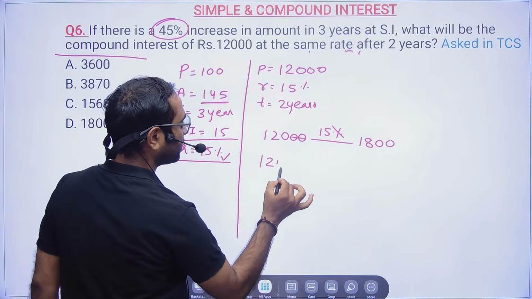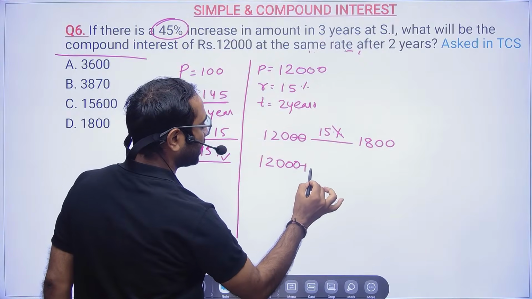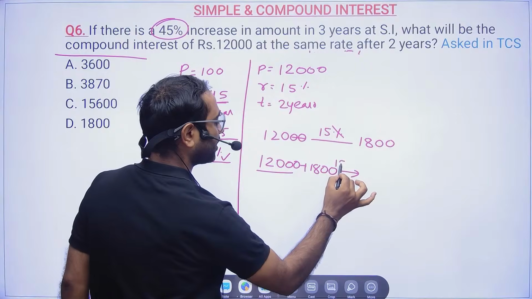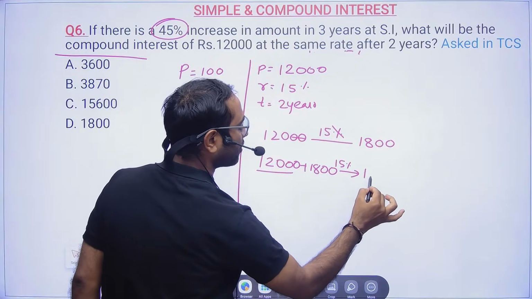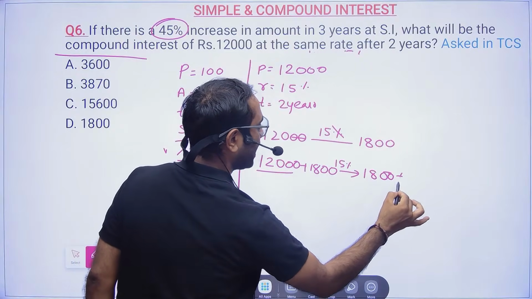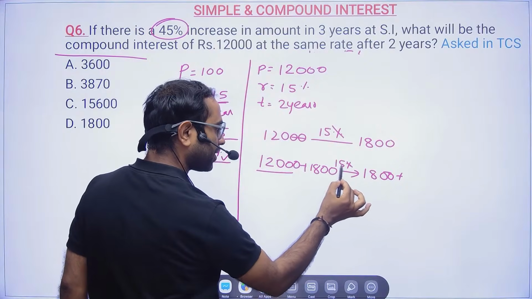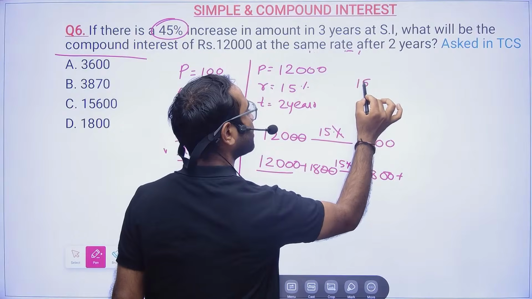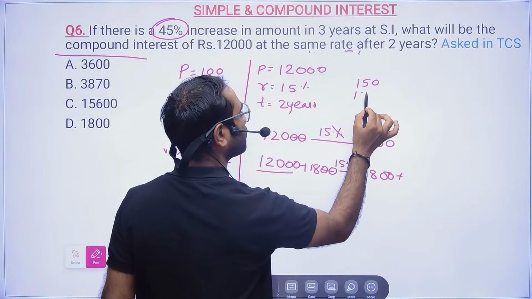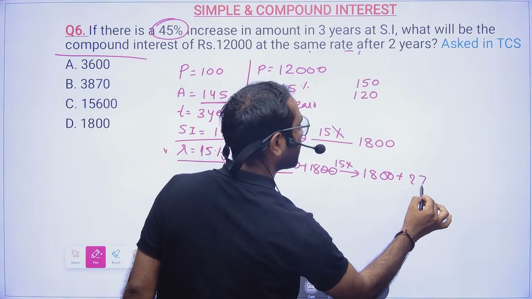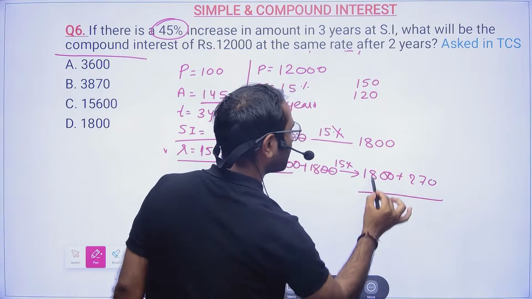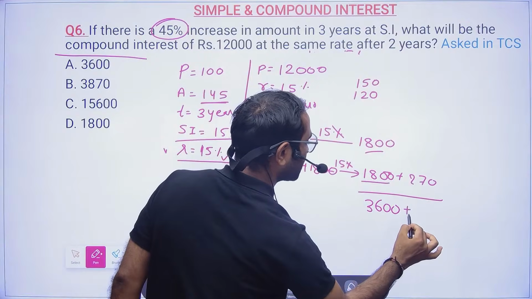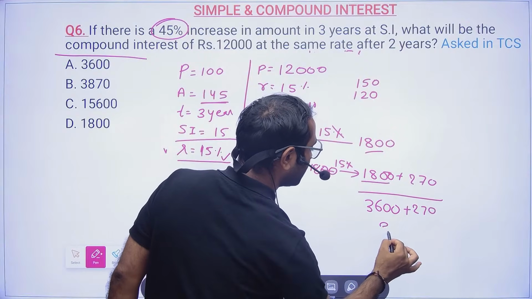Next year, 12,000 plus 1800. So 15% of 12,000 we already know is 1800, and now 15% of this 1800. Taking the percentage off, 15 into 18: 15 into 10 is 150 and 15 into 8 is 120, so that will be 270. So total interest will be 3600 plus 270, which is 3870.